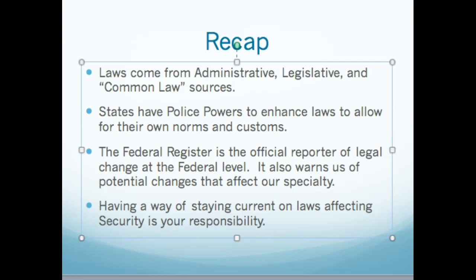Now, the Federal Register is the official reporter of legal change at the federal level, and it warns us of potential changes, new rules, proposed rules, and public notices. It is a very long and boring document, quite frankly.